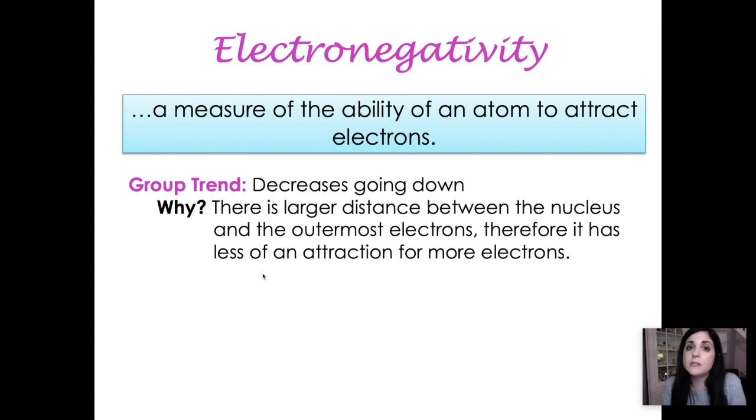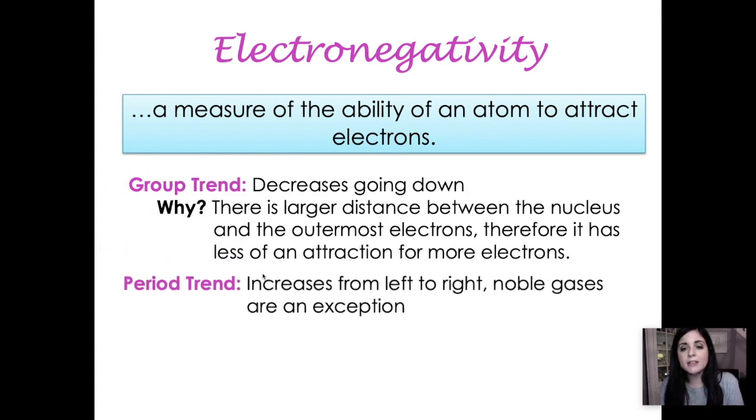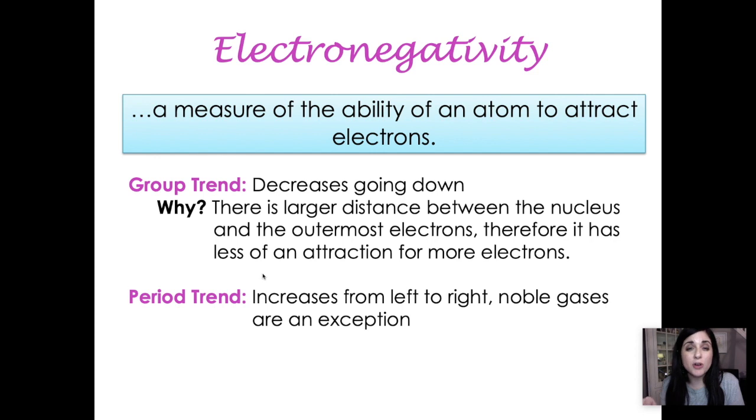This all comes down to size when we're talking about atoms and whether or not they want to lose or gain electrons. So speaking of size, what's the period trend? Well, electronegativity increases going across a period, except the noble gases. The noble gases actually don't want electrons, because what's the one property of the noble gases that we talked about? Noble gases aren't reactive. They don't want anybody's electrons. They're very happy the way that they are.